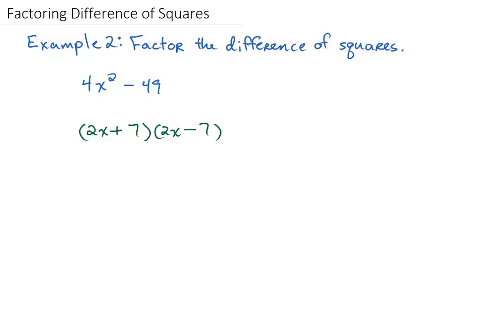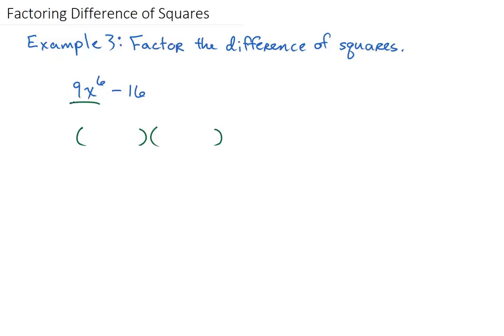Let's do another example. Alright, let's say we have 9x to the 6th minus 16. I'm going to start by setting up my parentheses. And then I want to square root my first term here. The square root of 9 is 3. The square root of x to the 6th is going to be an x to the 3rd, because if I take x to the 3rd and square it, I get the x to the 6th. So I'll put that in both of my first slots. And then I square root the 16, that gives me 4 for both of my second slots, and then one's a plus and one's a minus.